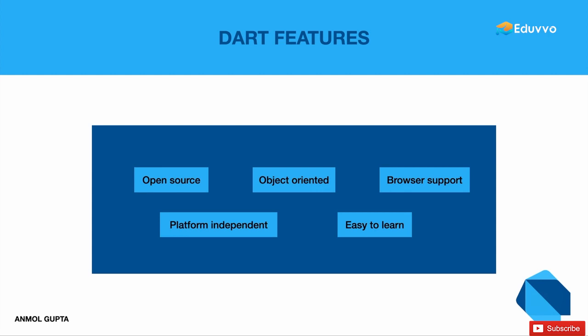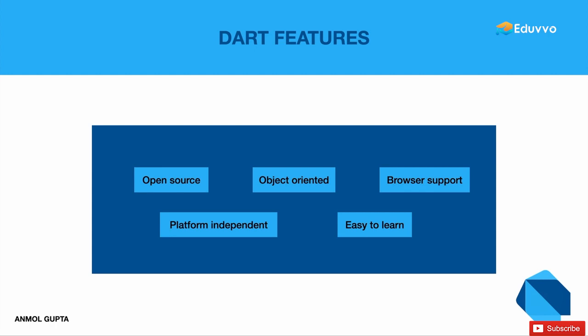Here I have listed the 5 most important features of Dart, and the first feature is open source. Dart is a completely open source programming language and it is freely available on the internet, so anyone can download it and use it for building mobile applications. The second most important feature is that it is object oriented. That means it supports all the OOP concepts such as classes, interfaces, inheritance and optional typing, and it also supports concepts like mixins, abstract classes and many more that we will discuss later in this course.